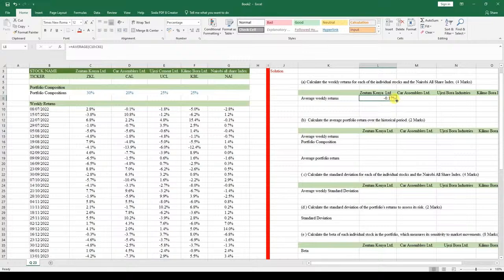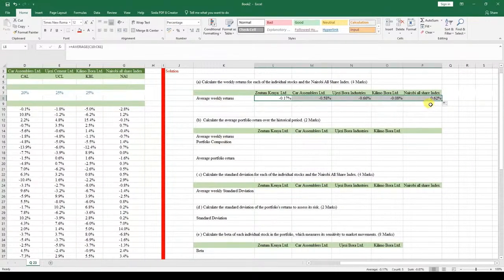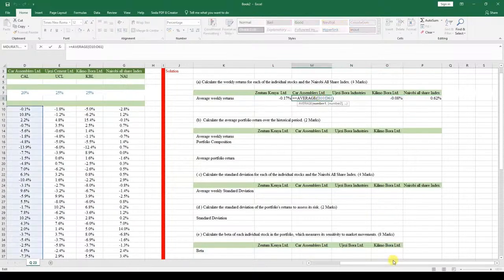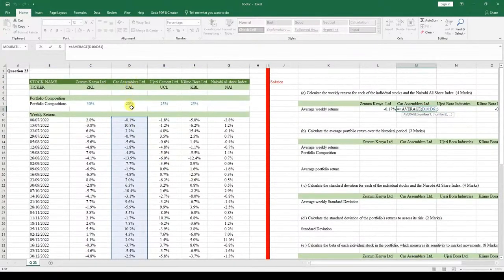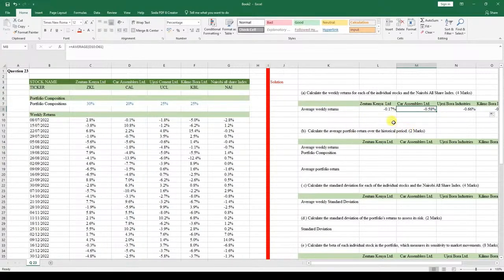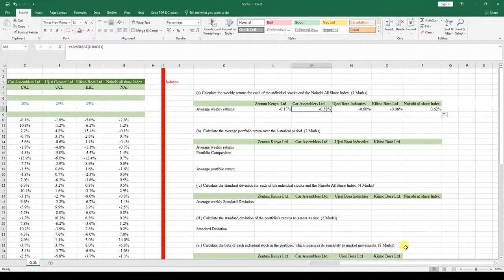And if we were to drag it moving towards the right, we wouldn't be wrong, because it picks the average for car assemblers. You can see car assemblers, it picks it right there. So that's the average weekly returns given to us right there. Escape. We move ahead and answer part B of the question.